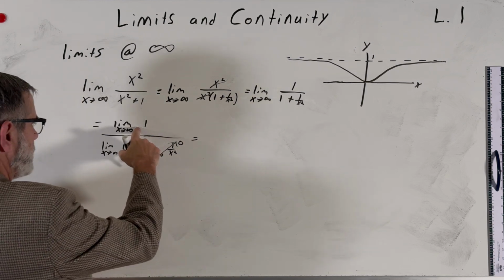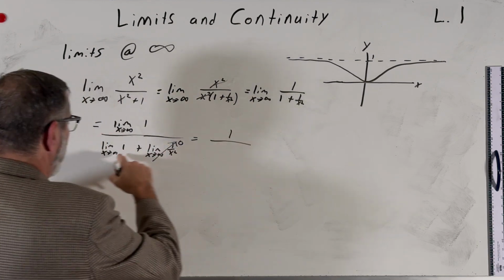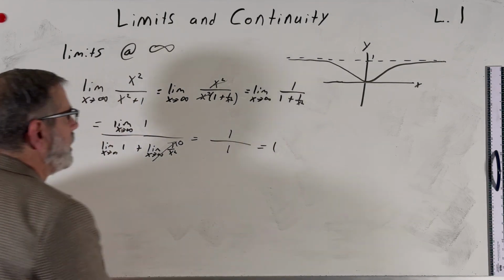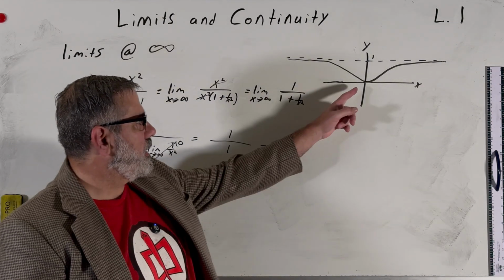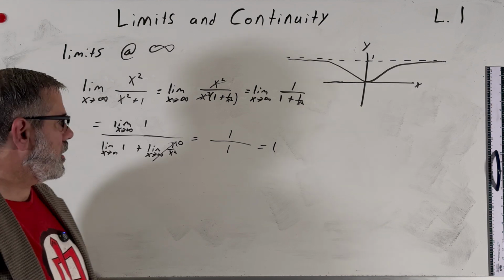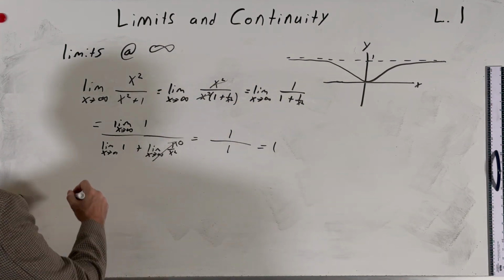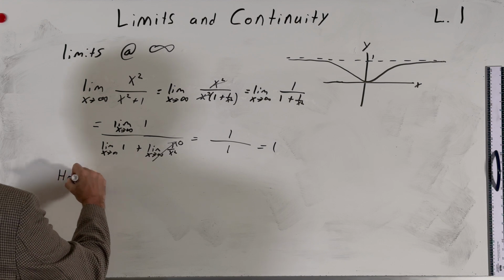so this is just equal. The limit as x approaches infinity of 1 is just 1, and then divided by the limit as x approaches infinity of 1 again is just 1. We get 1 over 1, so it's equal to 1. So the limit as x approaches infinity of this function, x squared over x squared plus 1, is equal to 1. Okay? But it gives us a chance to make a new definition, this time a horizontal asymptote.